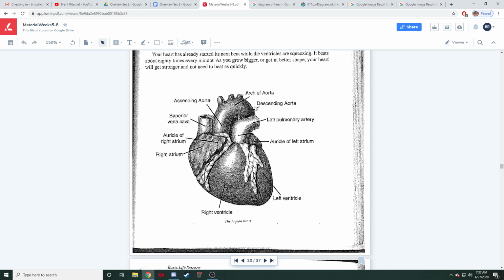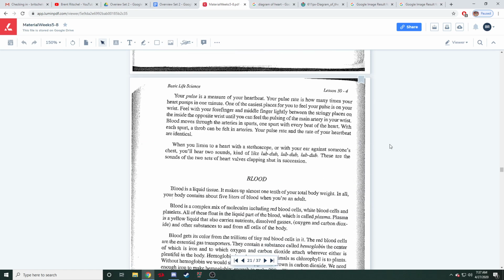The left side is on the right side of the diagram because this heart is facing us, right side, and so on. Your pulse is a measure of your heartbeat. Your pulse rate is how many times your heart pumps in 1 minute. One of the easiest places for you to feel your pulse is on your wrist. Feel with your forefinger and middle finger lightly between the stringy places on the inside of your opposite wrist until you can feel the pulsing of your main artery in your wrist.